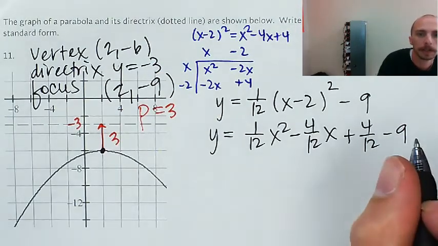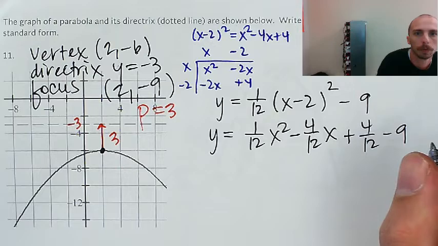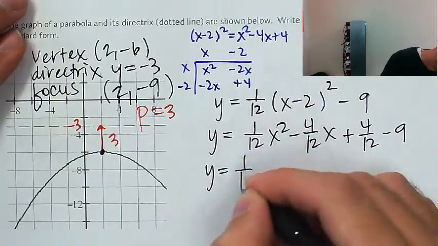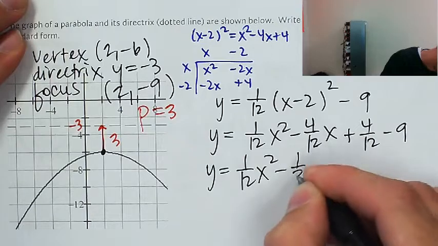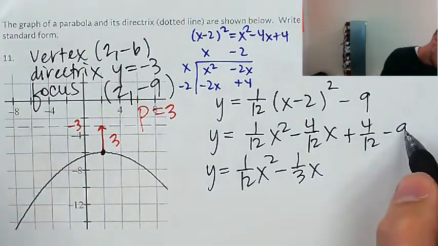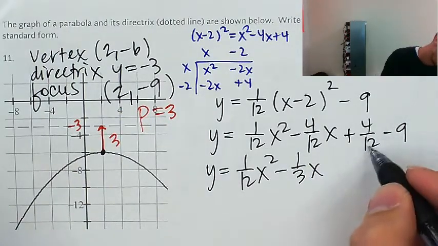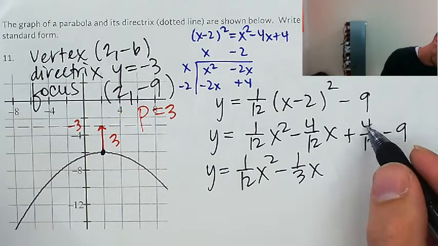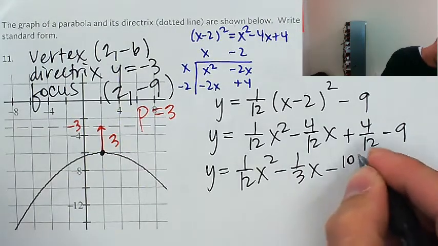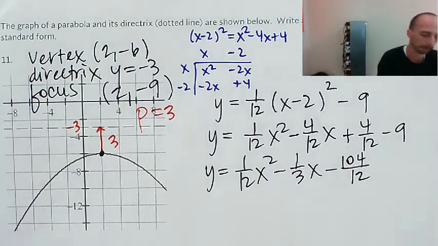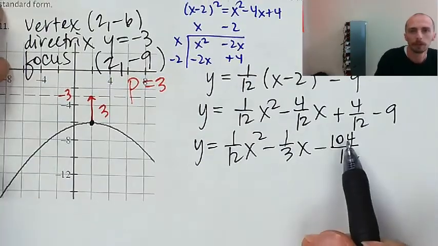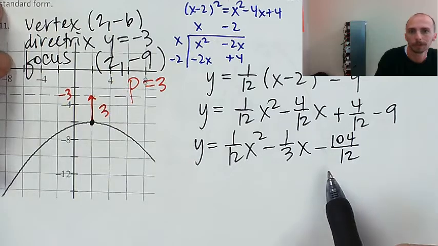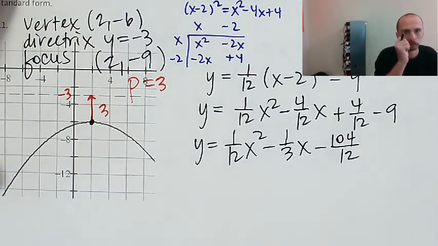Okay, and so I'm going to just start combining some things. 1/12 of x squared minus 1/3 of x. Okay, 9 times 12 is 108. So if I have negative 108 over 12, and I add 4 over 12, I'll have negative 104 over 12. And again, you could simplify this into 52 over 6 equals 26 over 3. But no sense in it.